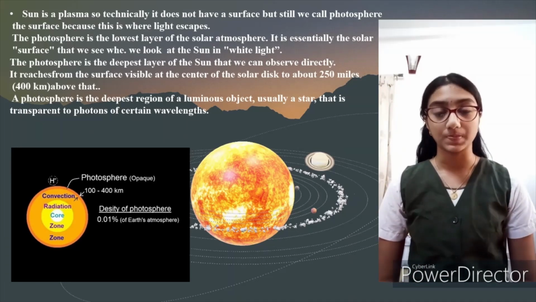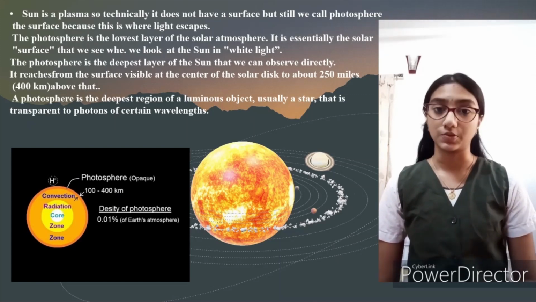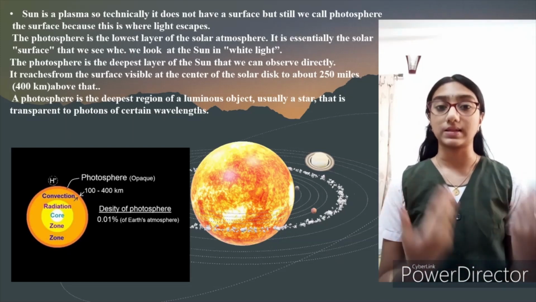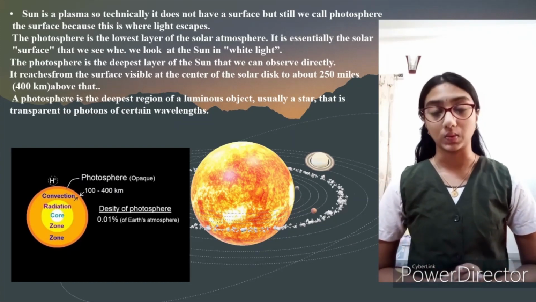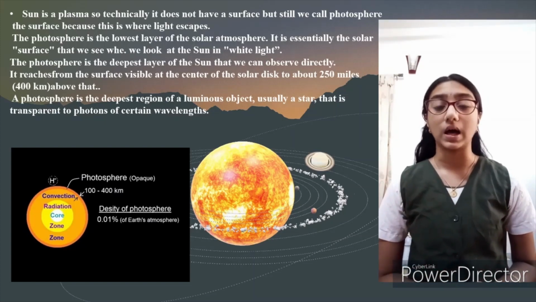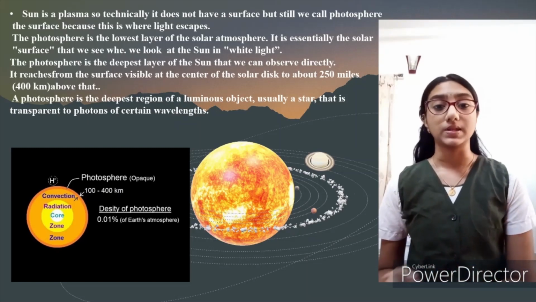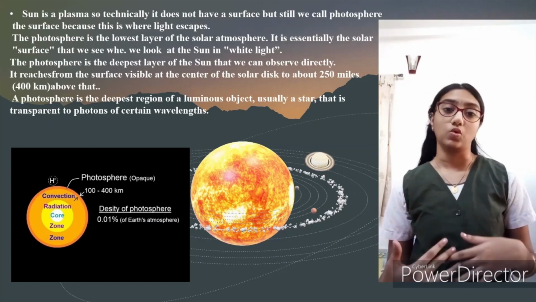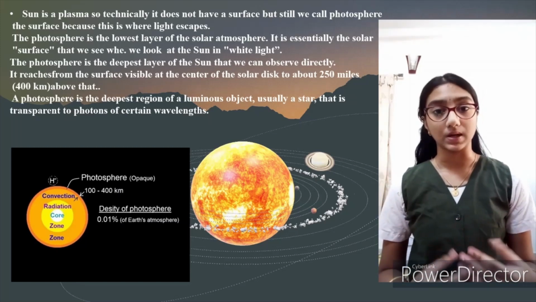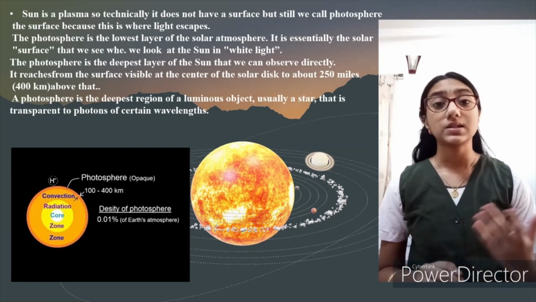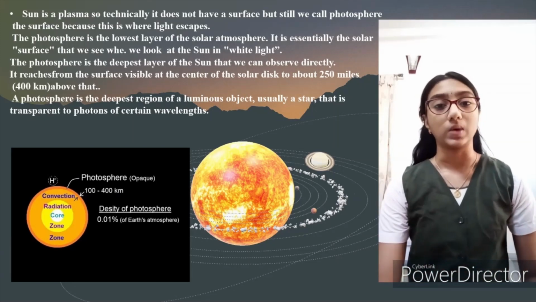Did you know the photosphere is the lowest layer of the solar atmosphere? It is the solar surface that we get to see when we look at the Sun in white light. And also, the photosphere is the deepest layer that we directly observe. It reaches us from the surface visible from the solar disk in about 250 miles or 400 kilometers, sometimes even more than that. Last but not least, the photosphere is the deepest region of a luminous object, which is usually a star. It is transparent to photons at certain wavelengths. So that is it. That explains the layers of the sun.